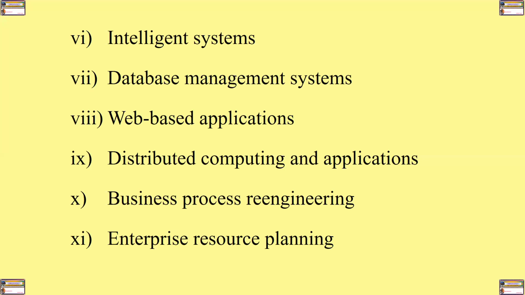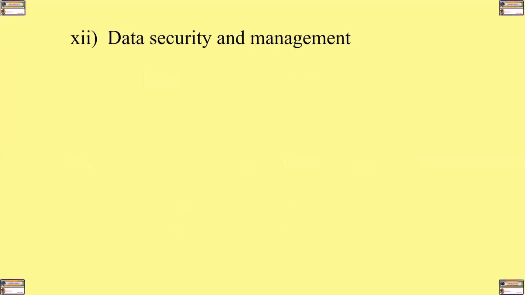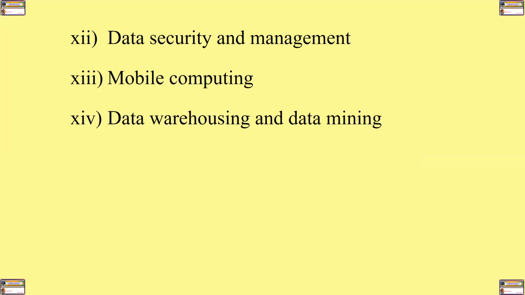11 is enterprise resource planning. Number 12 is data security and management. Number 13 is in mobile computing. Number 14 is in data warehousing and data mining. Number 15 is in parallel computing.